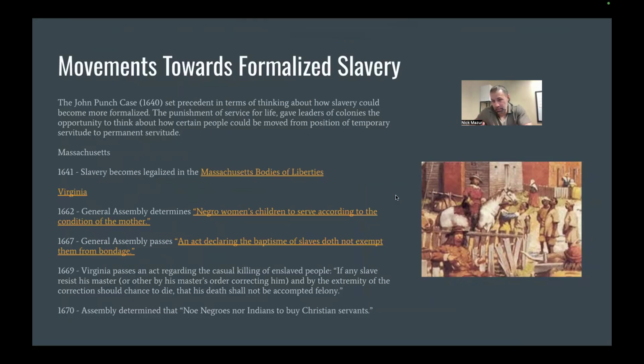In the New World, right? It starts to be able to think, okay, so what can we do? And what ends up happening, you saw the case was in 1640, and look what happens. Massachusetts, first colony to legalize slavery in 1641. In Virginia in 1662, they determine that if a Negro woman is a slave, the child is a slave, right? The condition of the mother, which is going to be practiced until the end of slavery in this country with the end of the Civil War in 1865.